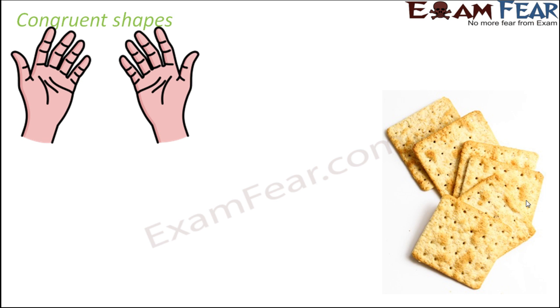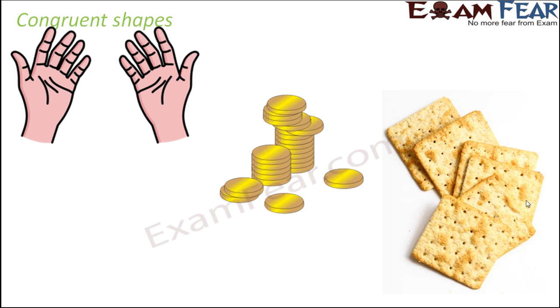Think of biscuits, the similar biscuits from the same packet. Let's say you open a packet of a particular biscuit from a particular brand. All the biscuits from the same packet are exactly identical to each other in terms of their shape and size, and therefore they are also congruent.